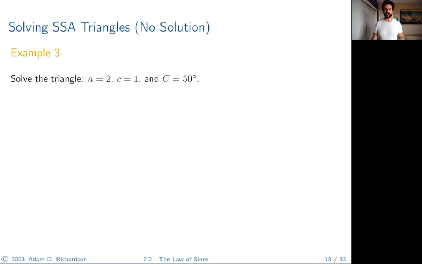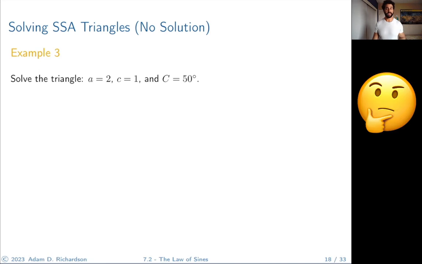So we'll do this one first. Let's solve the triangle where we know that one side length is 2, another side length is 1, and one angle is 50. The angle opposite the side C is 50 degrees. For this one, I just want you to think about it for a minute and just try to digest what the information is and what you think the triangle might look like. So just think about that for a minute.